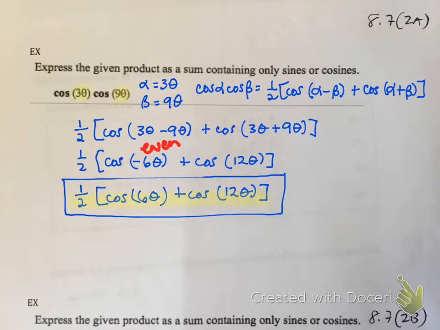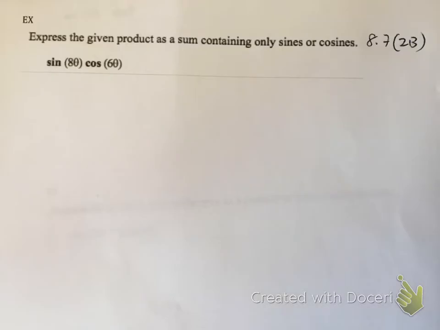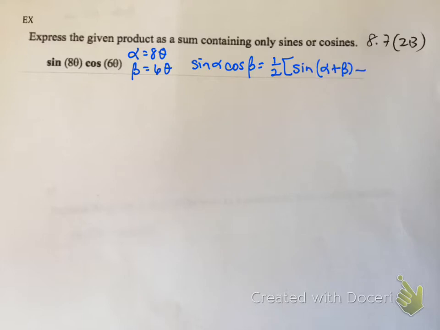Alright, let's go ahead and go on to the next page, which is actually the bottom of page 2. Express the given product as a sum containing only sines and cosines. We have sine of 8 theta times cosine 6 theta. So once again, alpha equals 8 theta and beta equals 6 theta. Okay, so sine alpha times cosine beta equals 1/2 sine alpha plus beta plus sine alpha minus beta.